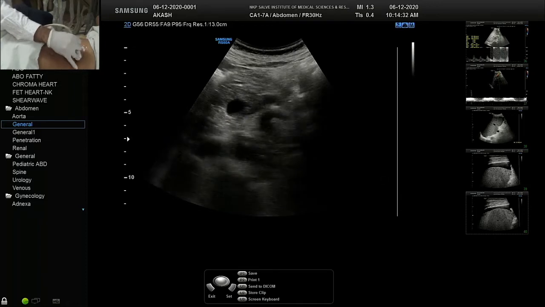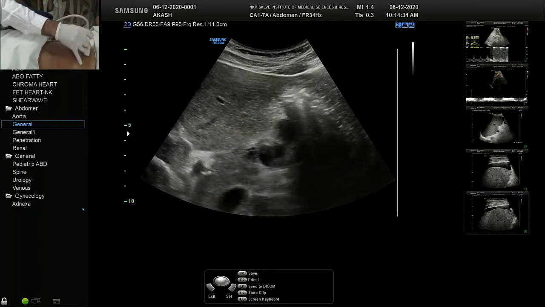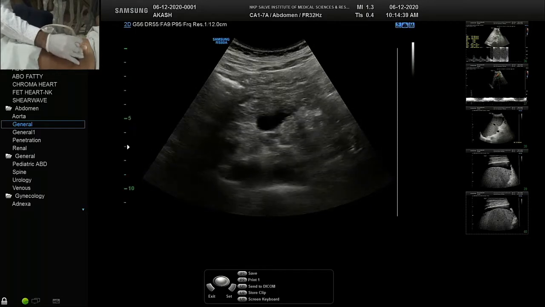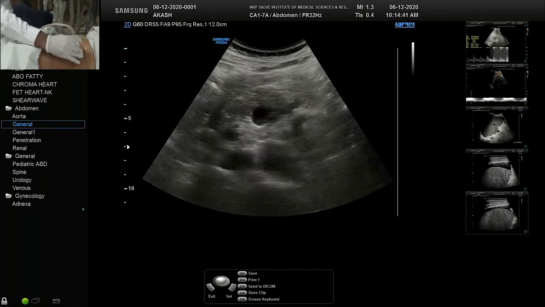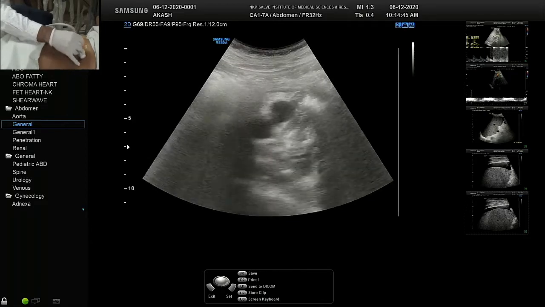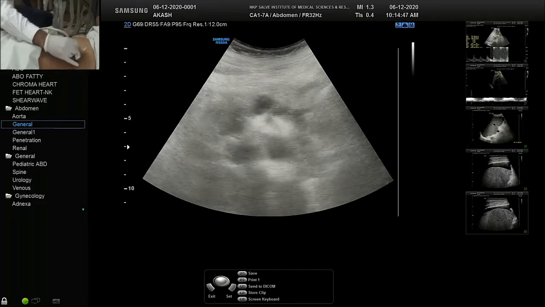So we start with the epigastric region, and what is striking is you see a number of vessels here. You don't expect this many vessels here. Let us keep it in mind that there are multiple vessels in the peripancreatic region.